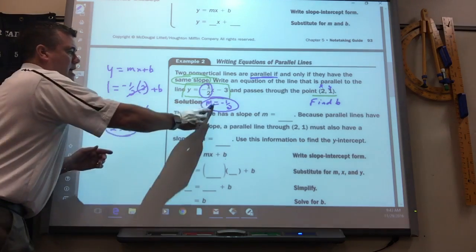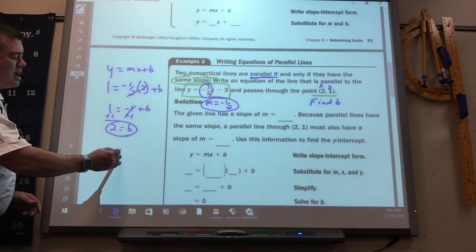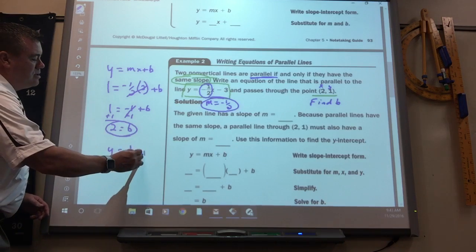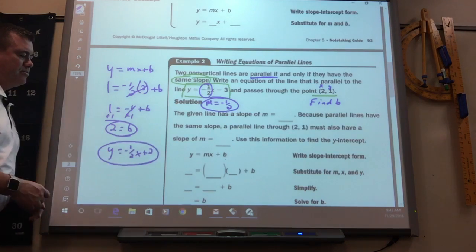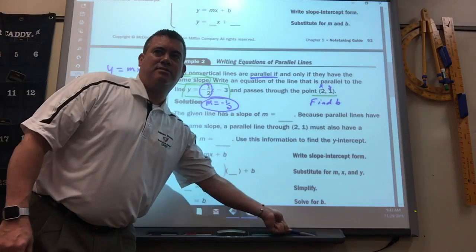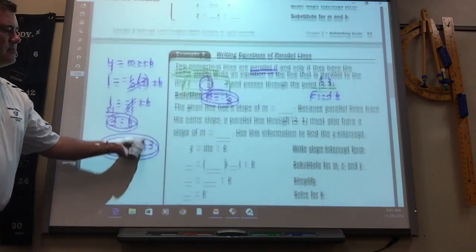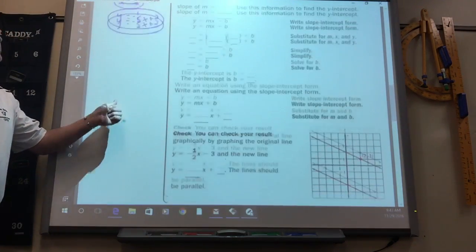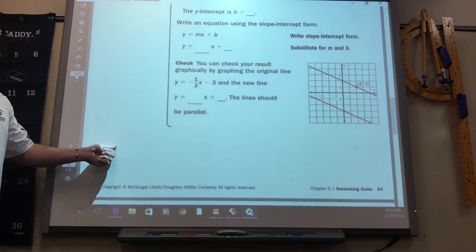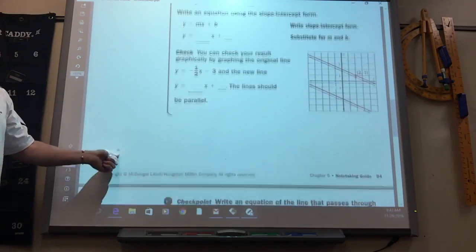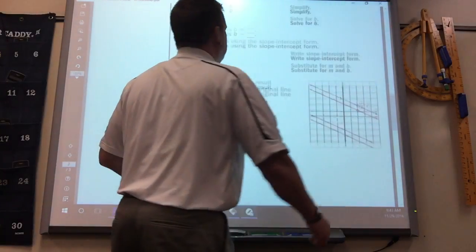So we know our m and we know the b, so the equation is y equals negative 1/2 x plus 2. Remember doing this at all last year? They had this on the MCA tests for you. So here they actually graphed them.